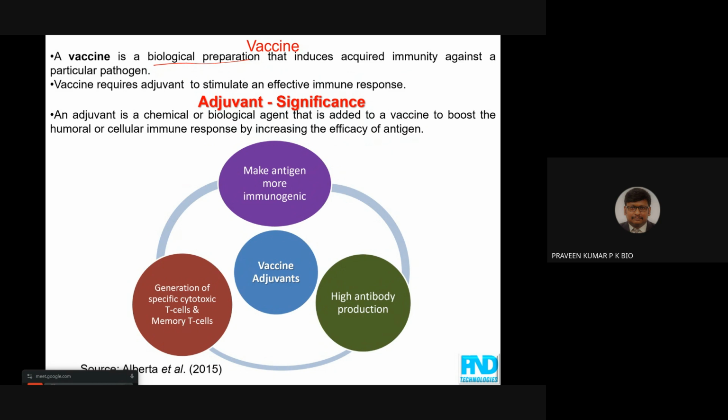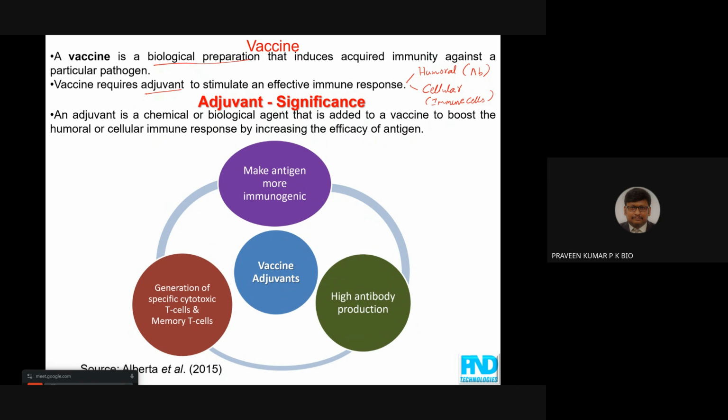Now, let me complete something about this vaccine. I just initiated what a vaccine is and defined it. A vaccine requires an adjuvant to stimulate an effective immune response. The immune response can be humoral or cellular immunity. These are the two types of response we can get. The humoral is basically from antibodies, and cellular immunity happens from different immune cells. More about this we'll be seeing in the subsequent slides.